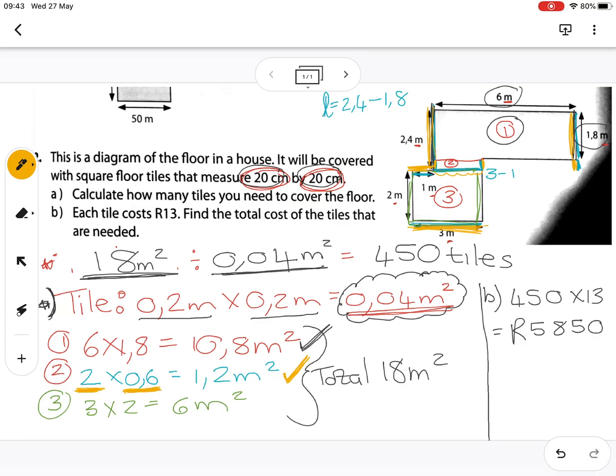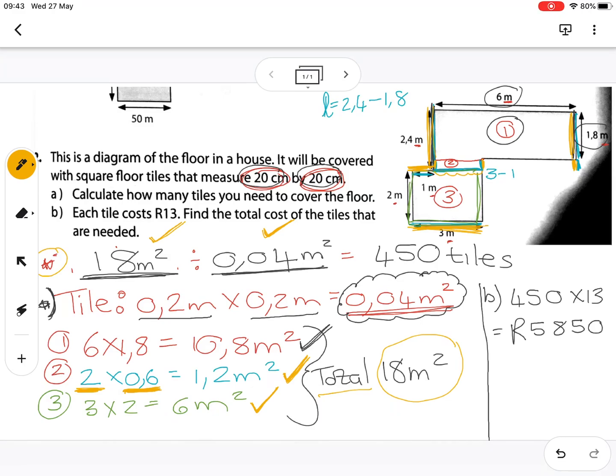My third rectangle is easy. It's a 2 by 3, working out to be 6 meters squared. Then I find a total by plussing the 3, and that's 18 meters squared. Okay, so I've plussed those 3 areas together. Remember, my aim is to work out the amount of tiles that will go into this area. So I take this area, which is in meters squared. That's what I did up here. And I divide it by 0,04, which is the area of 1 tile. And that is how I worked out 450 tiles.